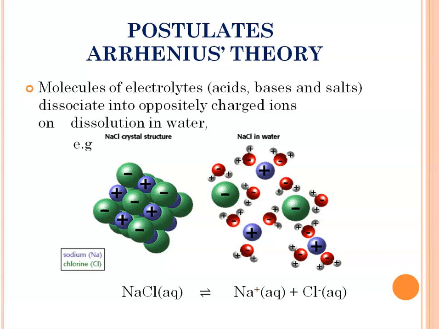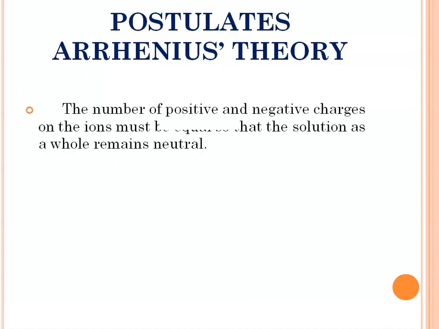So in a solution of sodium chloride, you do not have molecules of sodium chloride and molecules of water, but you have sodium ions, chloride ions and water molecules as seen in the picture. The number of positive and negative charges on the ions must be equal so that the solution as a whole remains neutral.